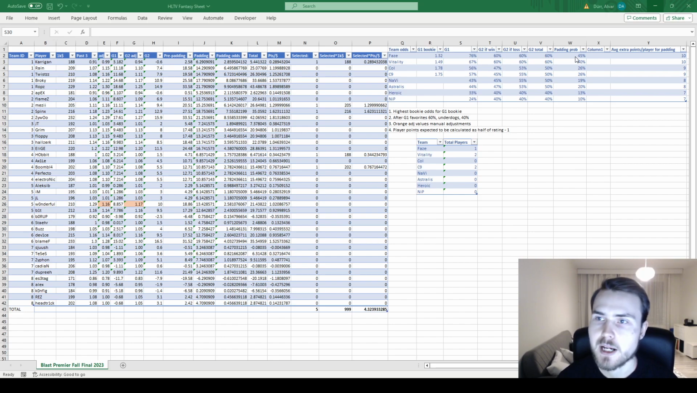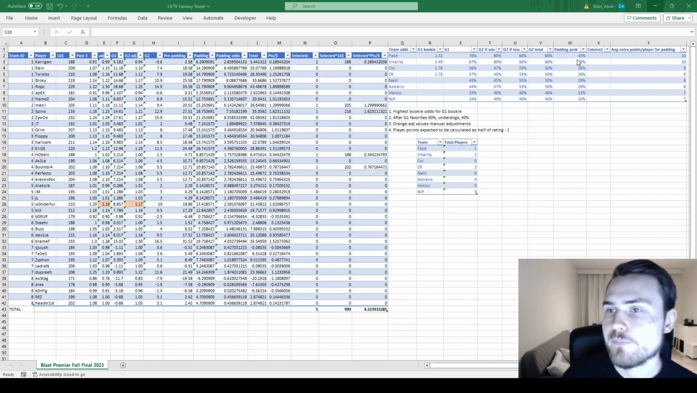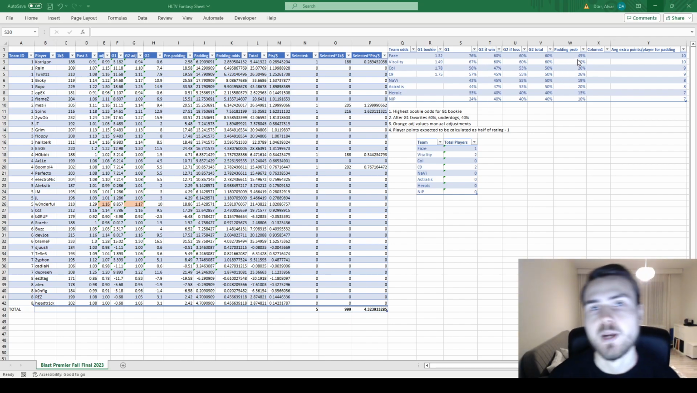Then I've calculated padding probability, which is essentially chances to win first and second games, one after another, because in this format, if you win the first game matches, you go straight to the semis, and then you get padding points.